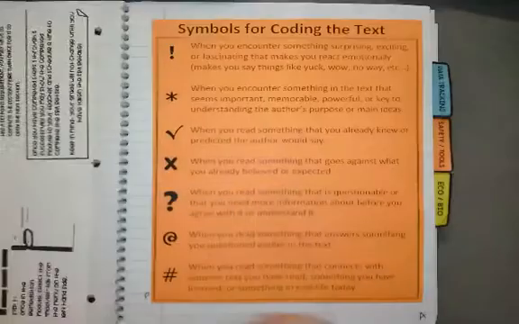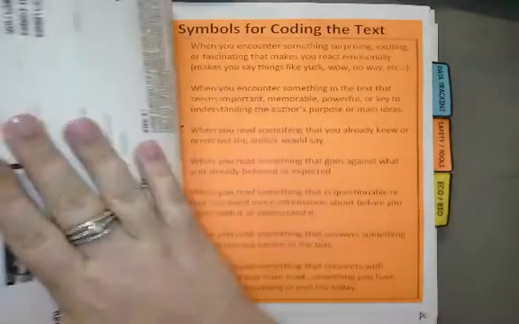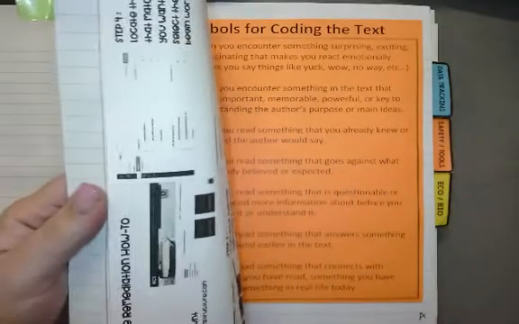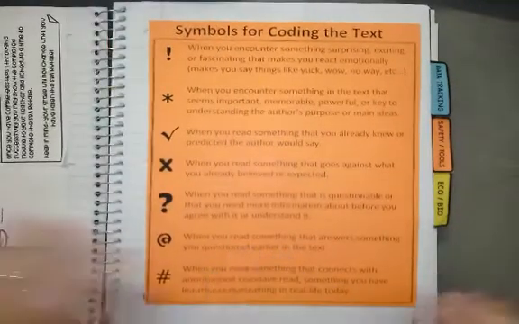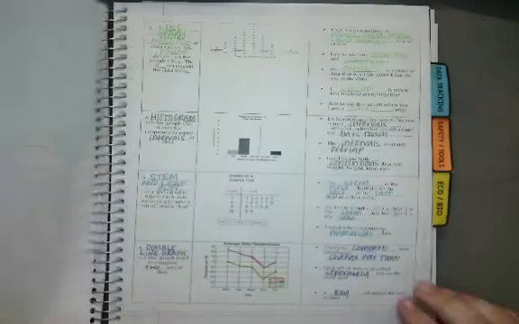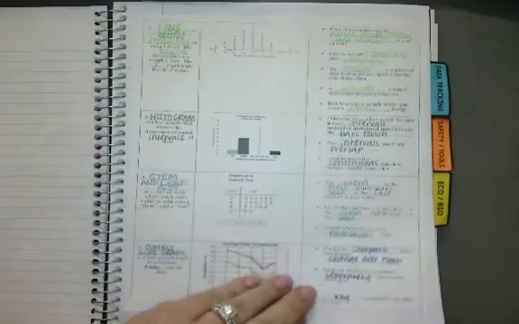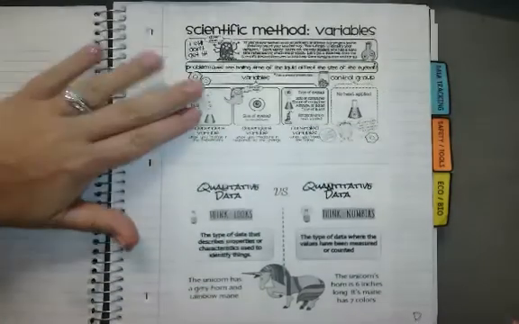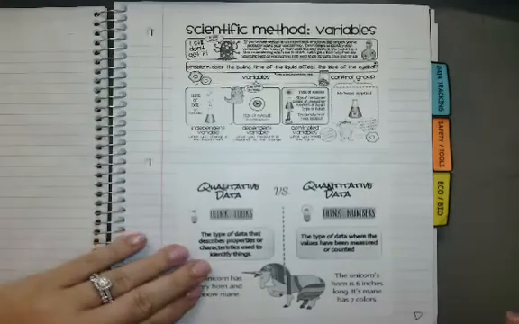After the reference divider, you should have on the back of that page how to do remediation and then symbols for coding the text on A. B will be types of graphs. C is also types of graphs. D is your scientific method variables and your quantitative and qualitative data. And then E will be blank as well as F.